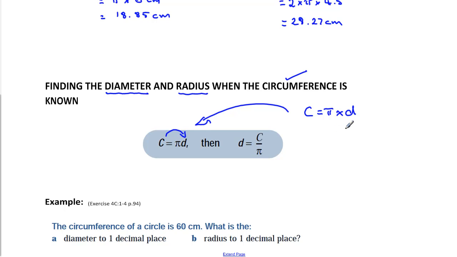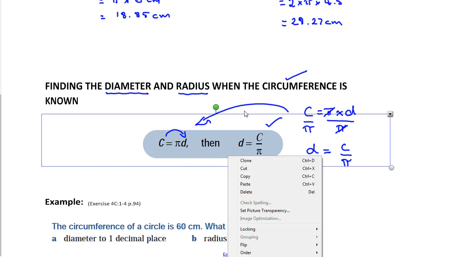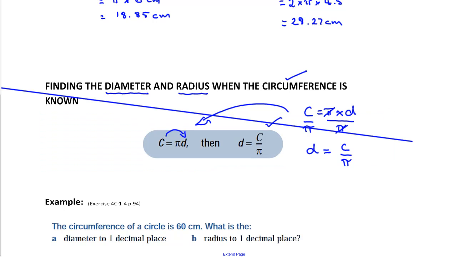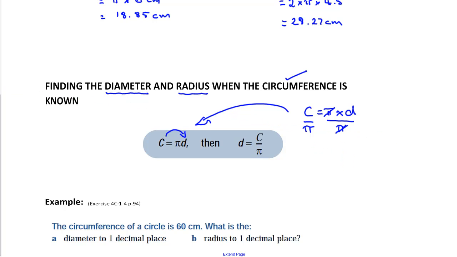Now remember, in algebra, if I want to get d on its own, I divide both sides by pi. So if you look at this, those will cancel out. So my diameter is c over pi. And there it is there. D is equal to c over pi. I'll just get rid of that big line. There we go. So let's have a go at applying this now and seeing how it works.